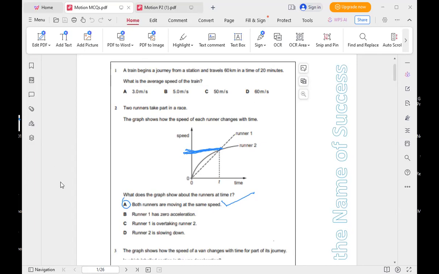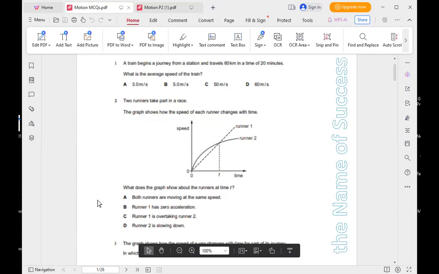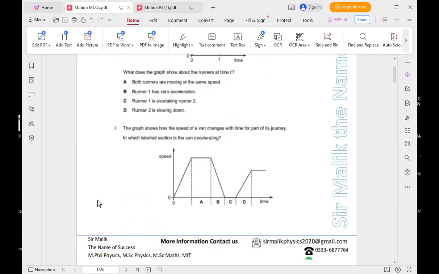Next question is question number 3. This graph shows how the speed of a van changes with time for part of its journey. In which labeled section is the van decelerating? Speed time graph is there. Yes, speed time graph.